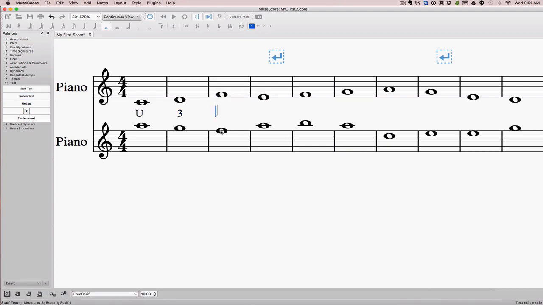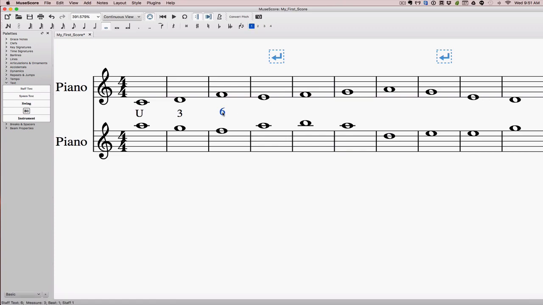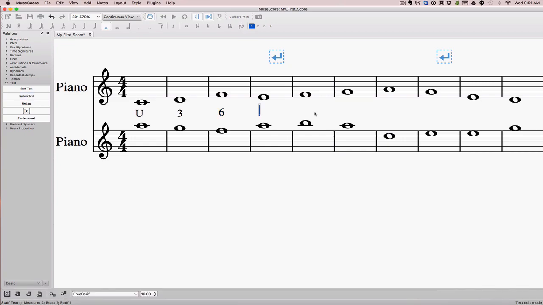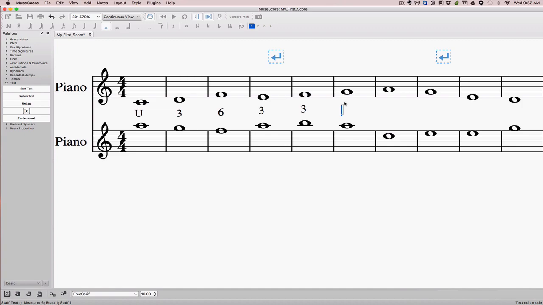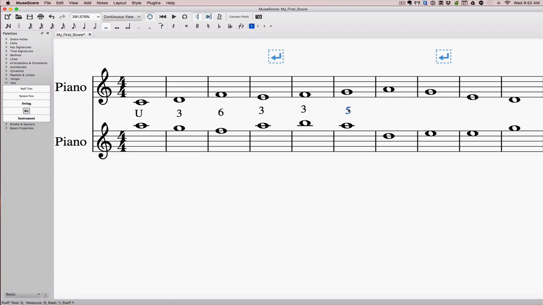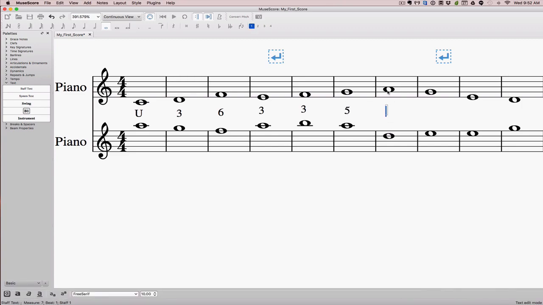Okay, so what do we have here? We have an A and an F. What is that interval? That's a sixth. So we're going to write a sixth there. And a C and an E is a third. And a D and an F is a third. And a C and a G is a fifth. And an F and an A.